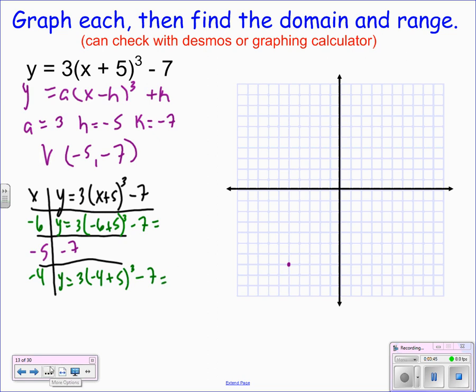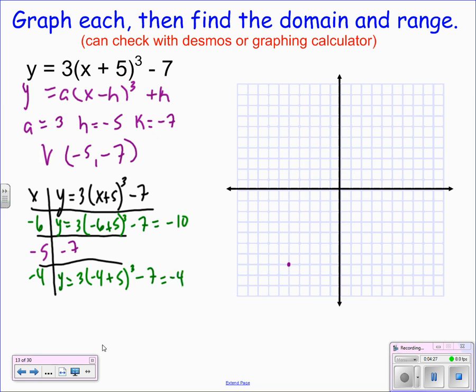Alright, to save you some time, if you have a graphing calculator, you're welcome to use it. Otherwise, you've got to do the steps by hand. So I know negative 6 plus 5 is going to give me negative 1. Negative 1 to the third power is negative 1. Negative 1 times positive 3 is negative 3. Negative 3 minus 7 is going to give me negative 10. Negative 4 plus 5 is 1. 1 cubed is still 1. 1 times 3 is 3. 3 minus 7 is negative 4.